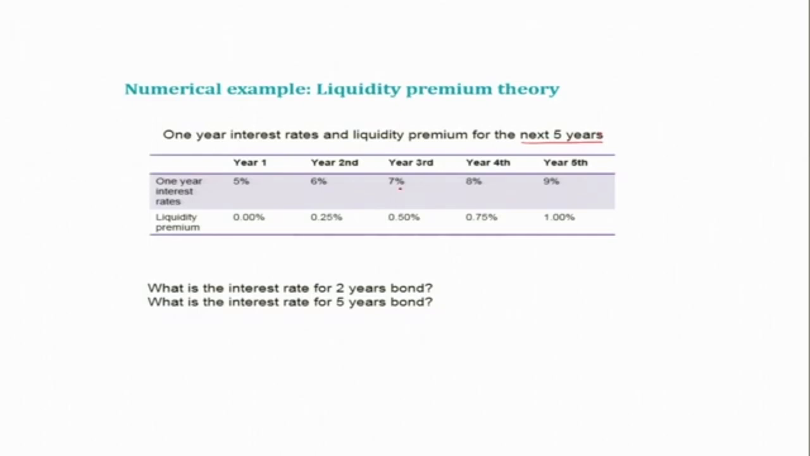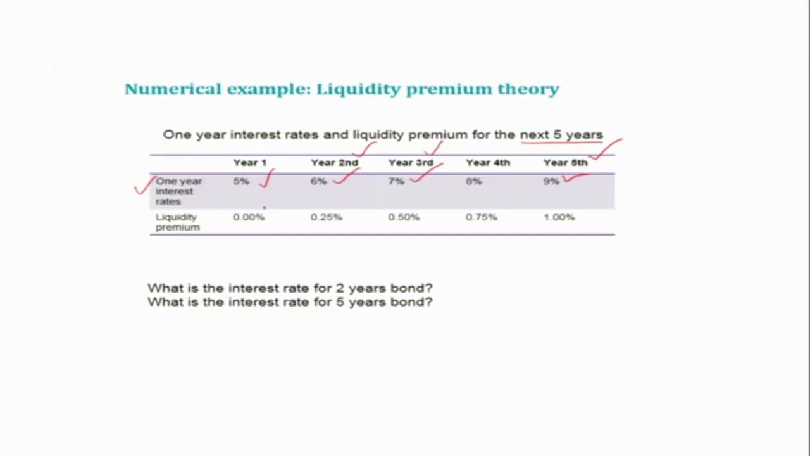What you can see here is that the 1 year interest rate for year 1 is going to be 5%, and 6% is going to be the interest rate for a 1 year bond in the second year, and 7% is going to be the interest rate for a 1 year bond in the third year, and 9% is going to be the interest rate for a 1 year bond in the 5th year. This is expectation. The 5% is the current interest rate, all the rest are expectations. How about the liquidity premium?